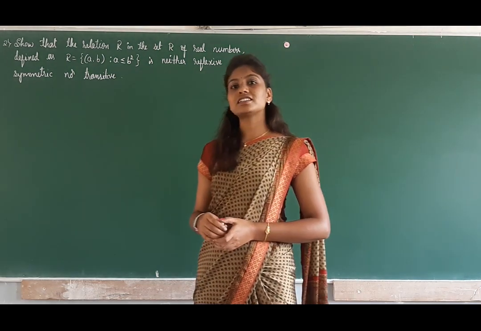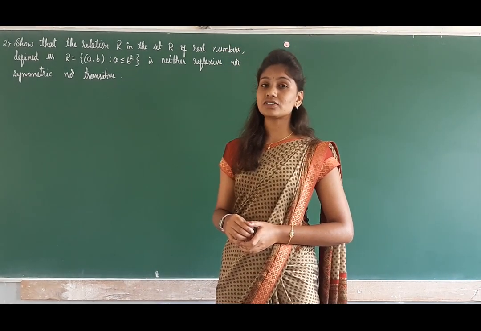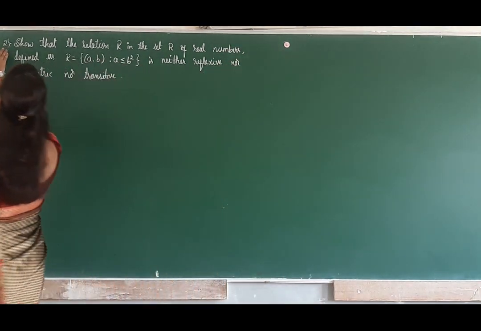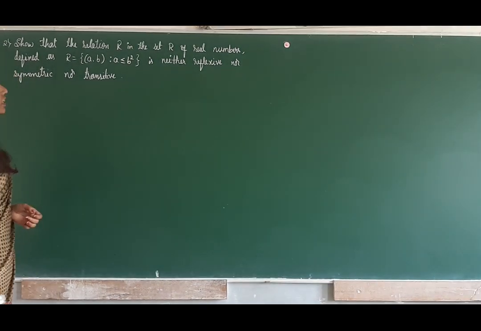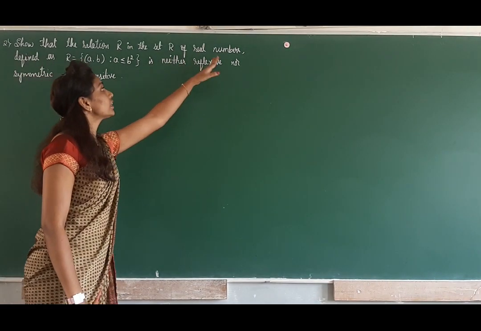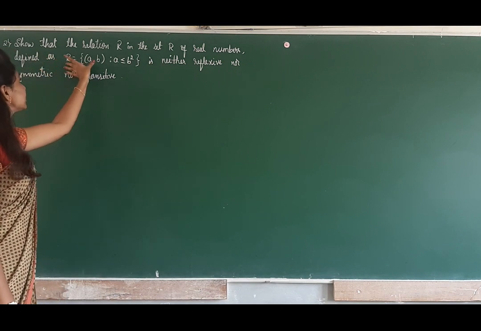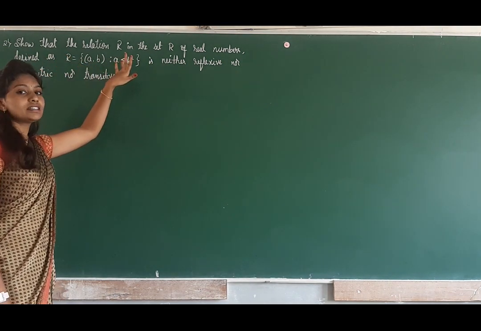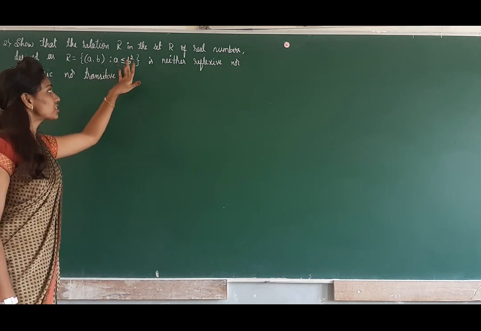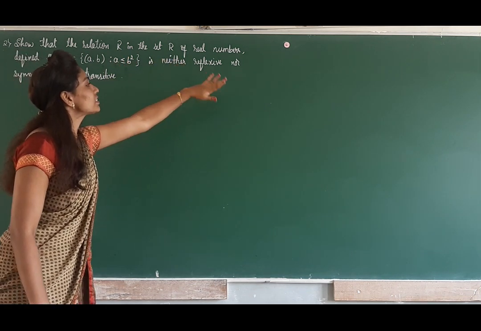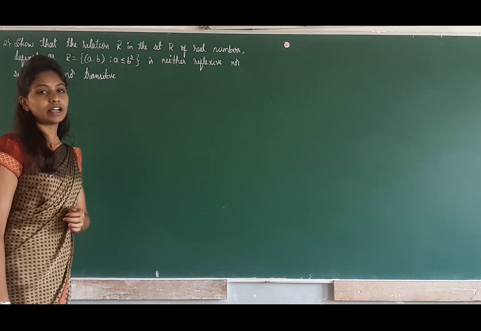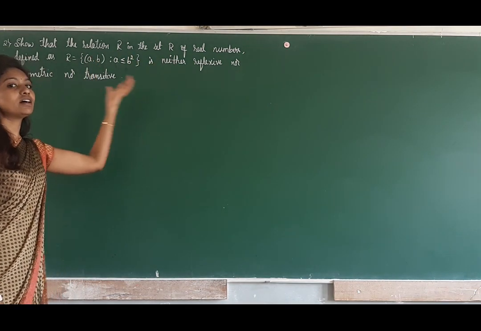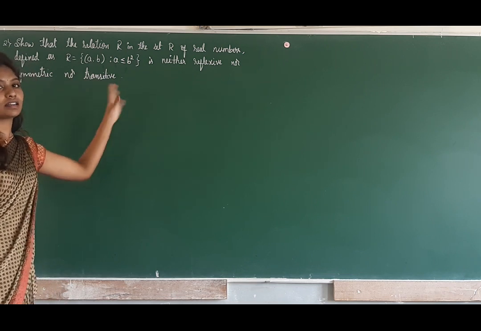In the last class, I taught the first question of exercise 1.1. Today I will continue that. Question number 2. Show that the relation R in the set R of real numbers defined as R is equal to the set of ordered pairs (a, b) such that a is less than or equal to b square is neither reflexive nor symmetric nor transitive. We have to show the relation is neither reflexive, nor symmetric, nor transitive.